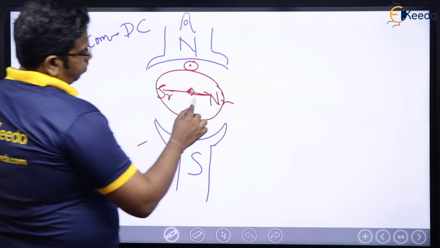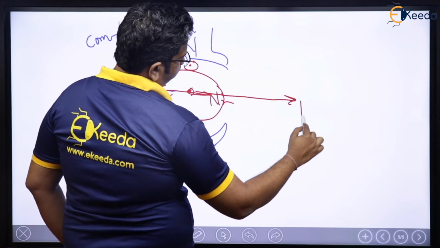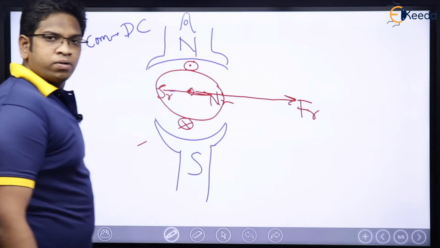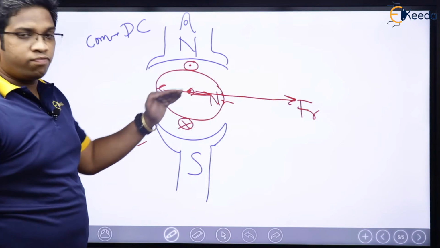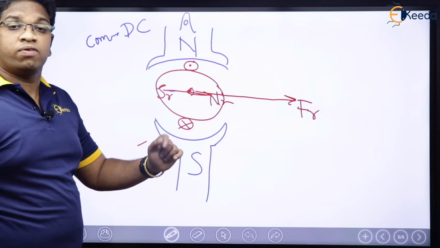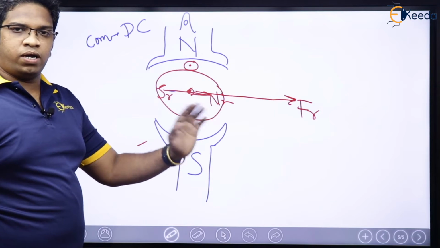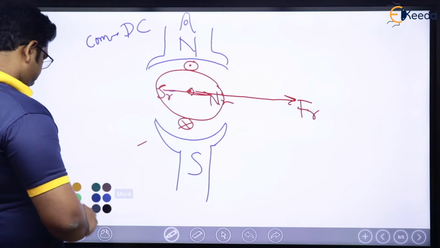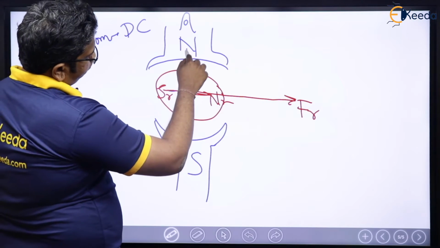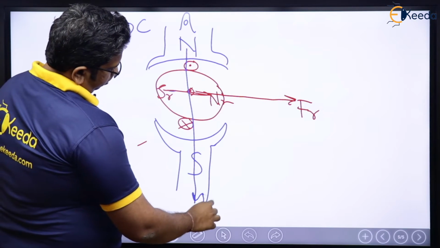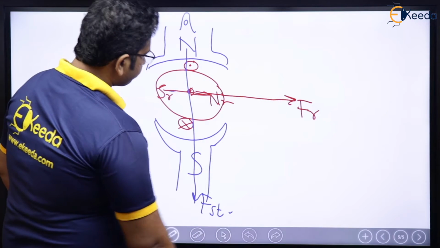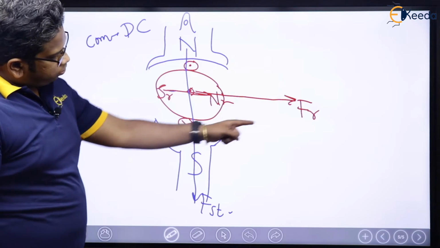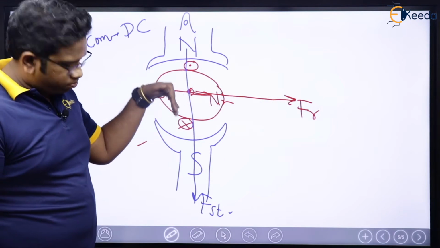What about my rotor MMF? Rotor MMF is like this, F_R. Already we have discussed, because MMF is going to be in the direction of the flux only. Why? Because flux and MMF are directly proportional to each other. Now see here, what about the stator MMF? Stator MMF will be like this, F stator. No problem. See here, rotor MMF is this way, stator MMF is this way.